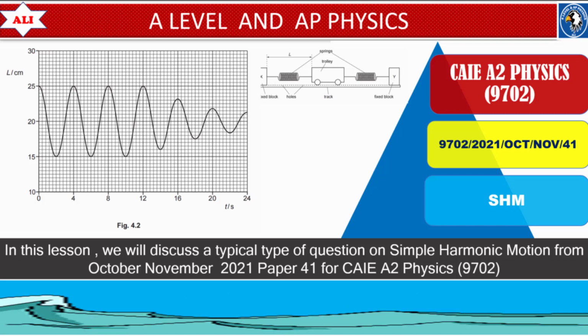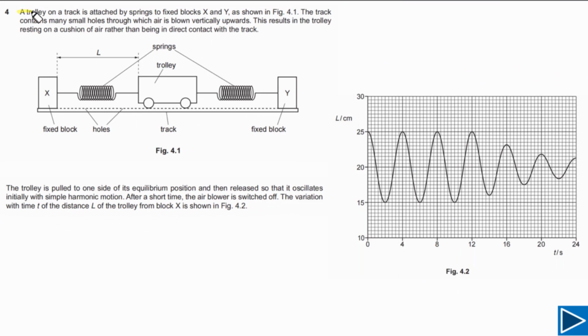for simple harmonic motion. For question number 4, it is given to us that a trolley on a track is attached by springs to fixed blocks X and Y as shown in figure 4.1. As you can see here in this figure 4.1, we have one fixed block Y. This one is a fixed block, meaning it cannot move. We have another block X. This is also a fixed block. This block also cannot move, and the trolley is oscillating between these two fixed blocks, and the trolley is attached to these blocks by springs. So these are two springs.